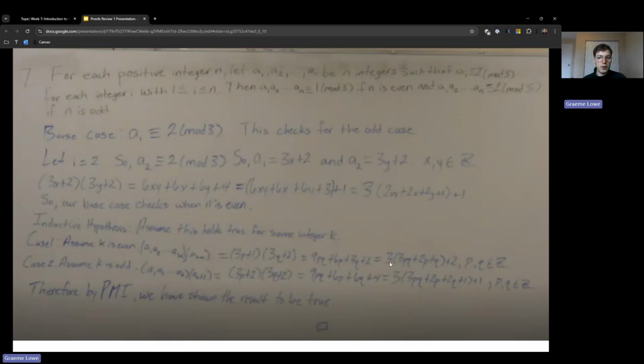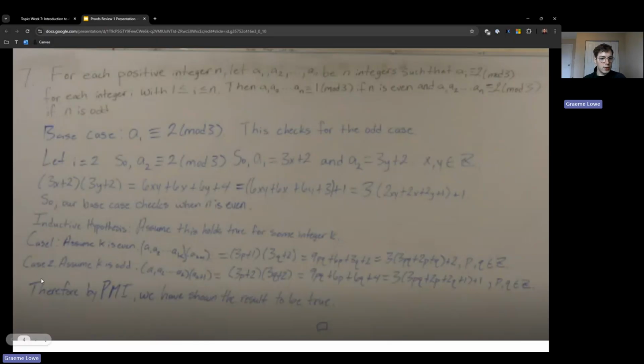So you might be expecting this should be 3 multiplied by something plus 1 for k because k was odd. But what we've actually done is we're not looking at the k case here, we're looking at the k plus 1 case. We're assuming some integer k, and then we're looking at what happens when we examine k plus 1. So that's case 1.